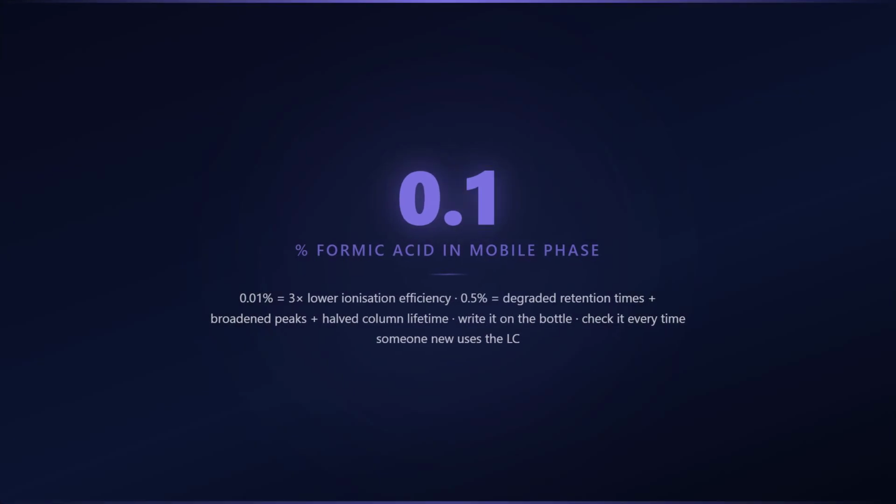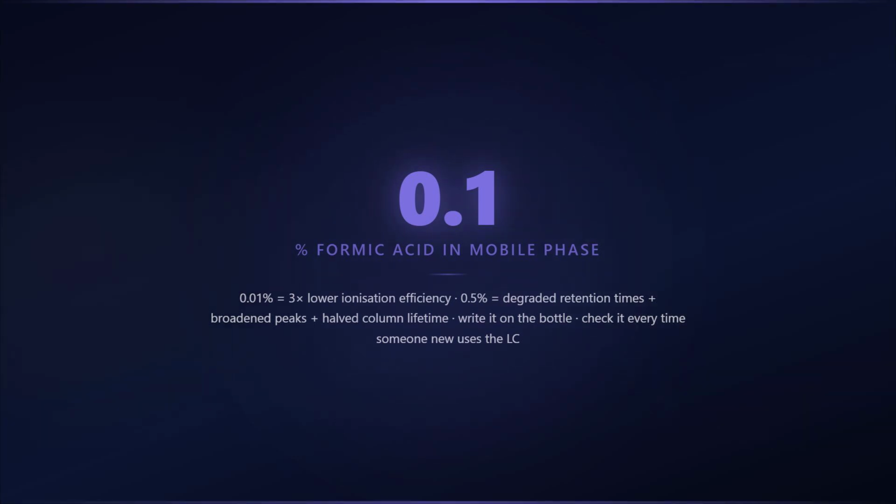Closing tip. Your formic acid concentration is the single variable most people get wrong without ever knowing it. 0.1% in your aqueous mobile phase, not 0.01, which gives insufficient peptide protonation and drops your ionization efficiency by a factor of 3, and not 0.5%, which degrades your retention times, broadens your peak shapes, and halves your column lifetime in injections.